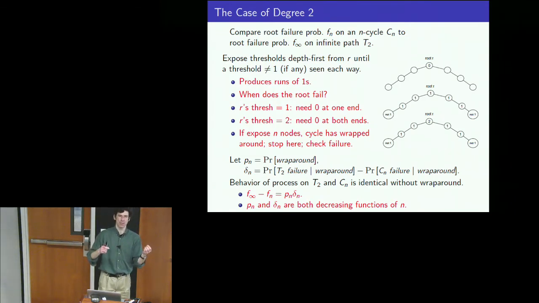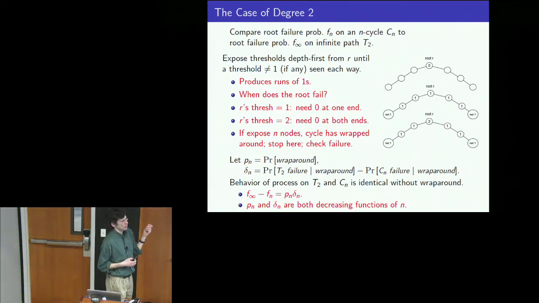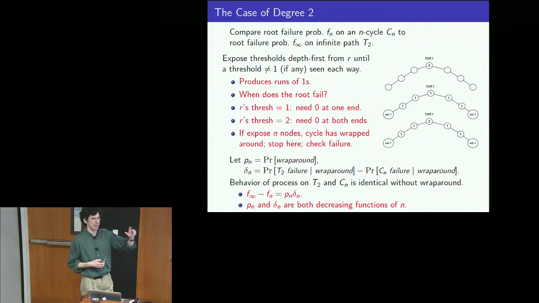Now, if I get the answer to my question before I've exposed n nodes, then the outcome was the same on the infinite path and on the cycle. So the n-cycle and the infinite path only differ on the part of the sample space where I'm forced to actually expose all of those things, what I'll call the wraparound event.